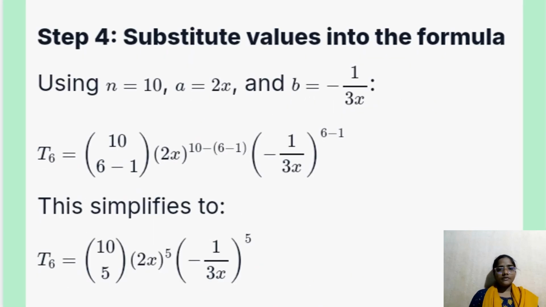By using step 4, we substitute the values into the formula using n equals 10, a equals 2x and b equals minus 1 by 3x. We know r equals 6 because we find the rth term by using the middle term. T6 equals 10C(6 minus 1) into (2x) whole to the power 10 minus (6 minus 1) into (minus 1 by 3x) to the power 6 minus 1. This simplifies to 10C5 into (2x) to the power of 5 and (minus 1 by 3x) to the power of 5.